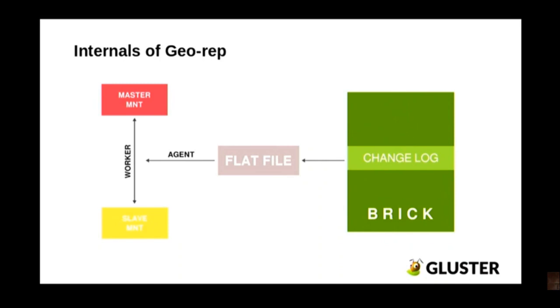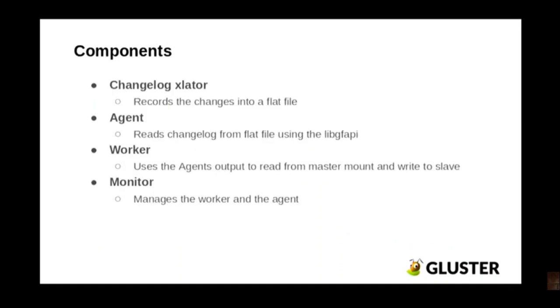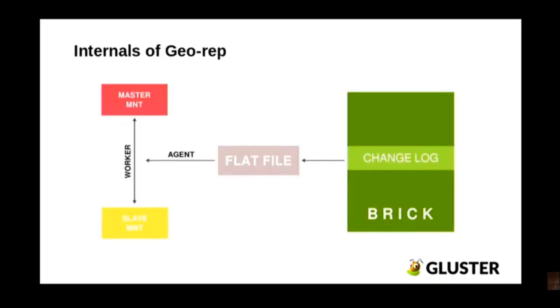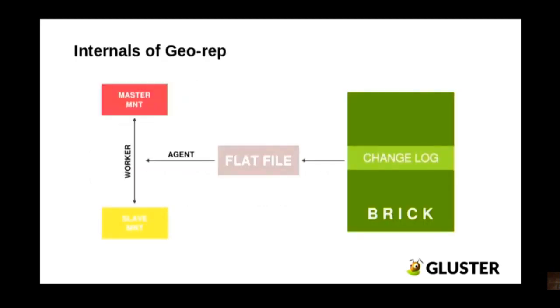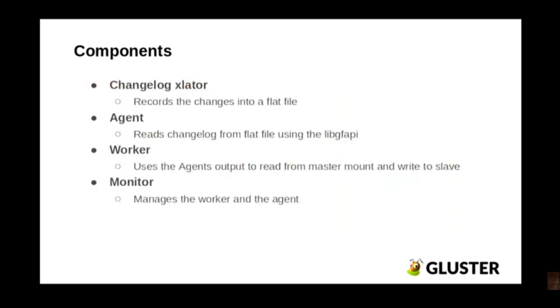This is where the diagram comes into the picture. To address these issues, you have the changelog in the brick, which records the changes to the flat file. Then the agent process is going to read the contents from the flat file. The worker is going to read the contents from the master and write them onto the slave. The worker and the agent are taken care of by the monitor. So if one dies, the monitor spawns it again and so on.